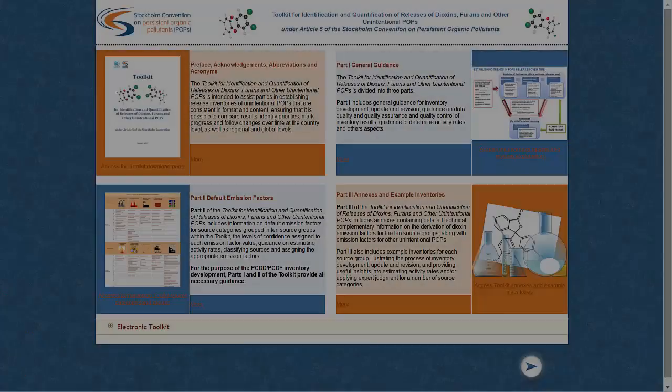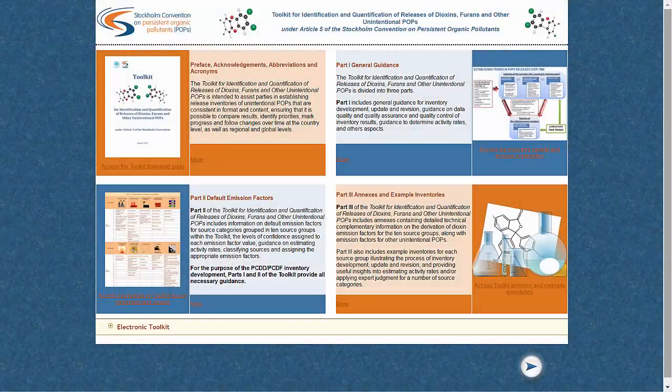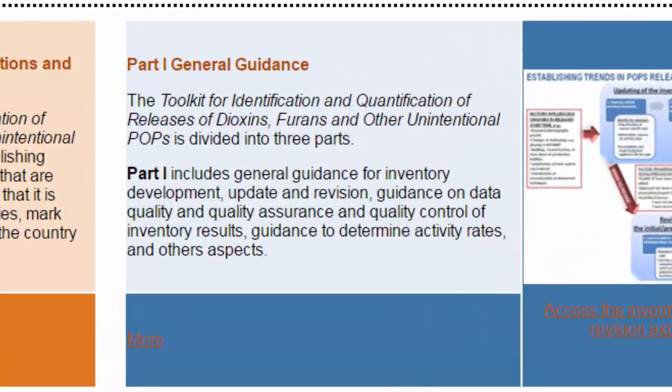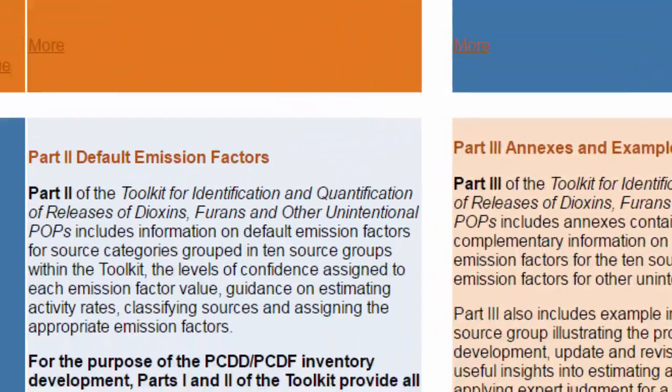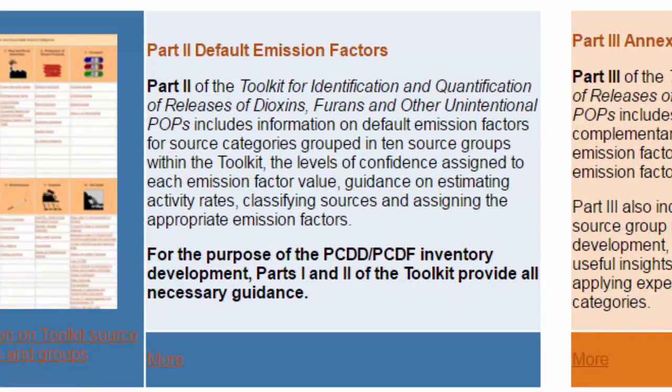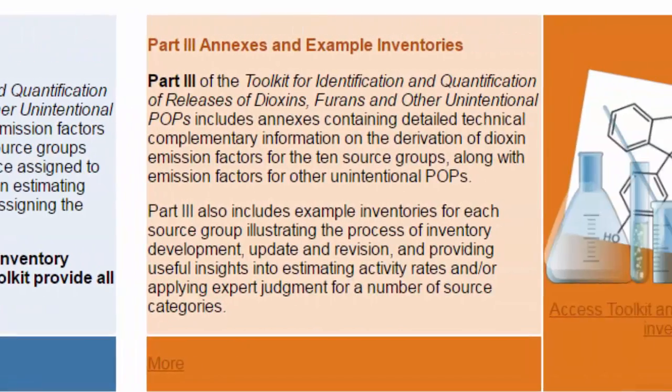This is the toolkit's main web page, and it appears here just as it will appear on your computer screen, whether you're using the online version or the CD-ROM. Notice that the toolkit has three main parts. Part 1, General Guidance. Part 2, Default Emission Factors. Part 3, Annexes and Example Inventories.